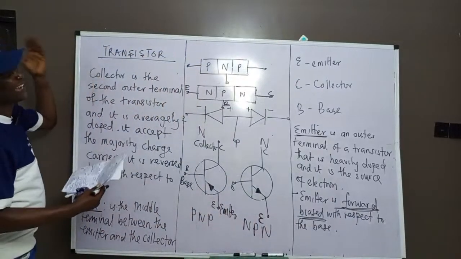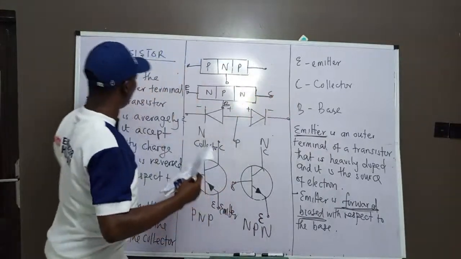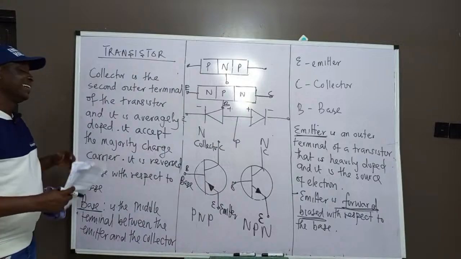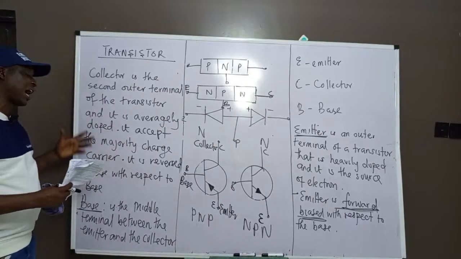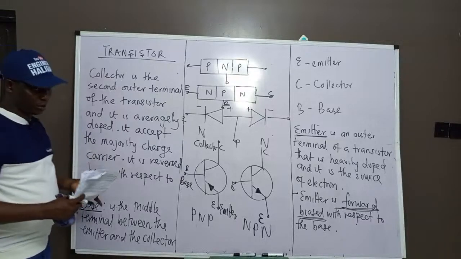The collector is the second outer terminal. Look at it, the outer side of it. So the second outer terminal of the transistor is averagely doped. It accepts majority charge carriers. It is reverse biased with respect to the base. We have talked about the base.